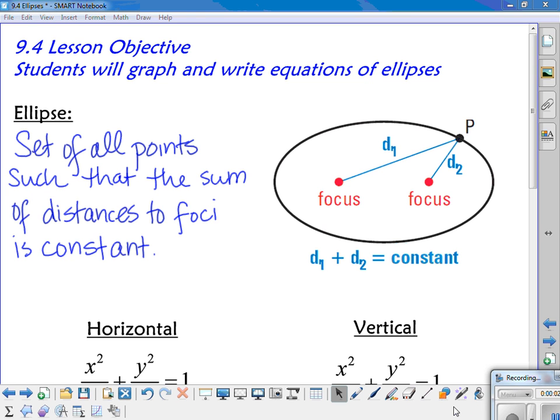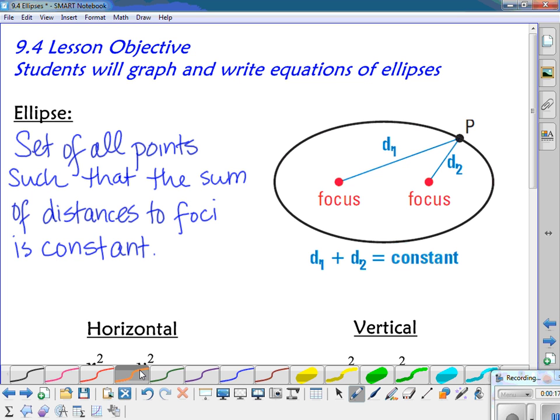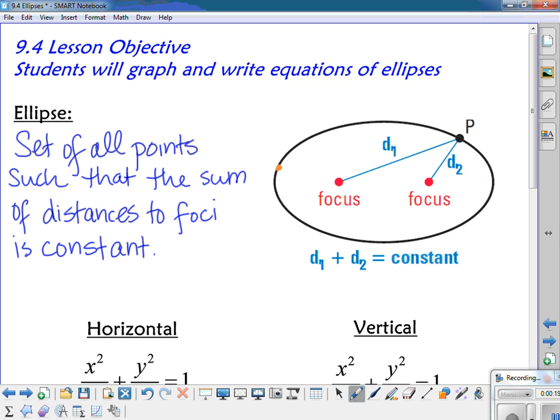So today we are going to graph and write equations of ellipses. The definition of an ellipse is the set of all points such that the sum of the distances to the foci is constant. So no matter where I go on the ellipse, if I draw a line to each of the foci, those two lengths are going to add up to the same number. It'll always add up to the same thing.